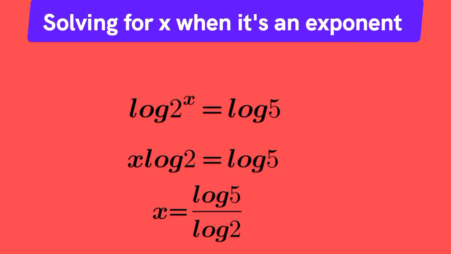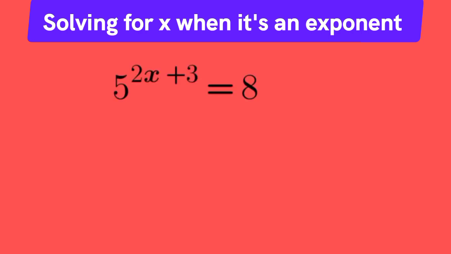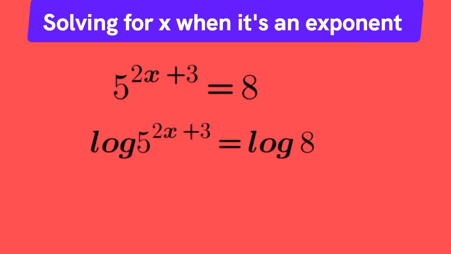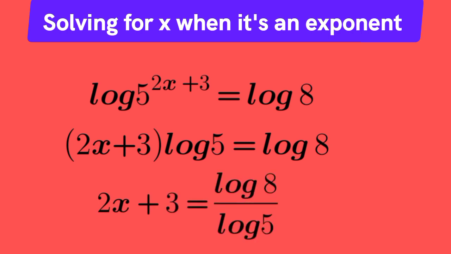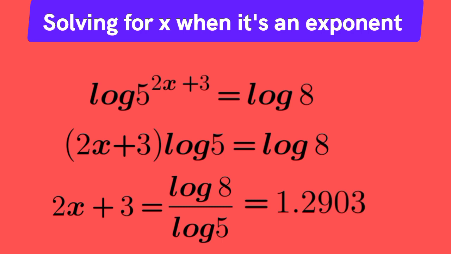So this question says 5 to the power 2x plus 3 equals 8. Just as we did before, we're going to take the log of both sides. So we have log 5^(2x+3) equals log 8. Now, we're going to divide both sides by log 5. So this will give 2x plus 3 equals log 8 over log 5. Now, log 8 over log 5 is equal to 1.2920.